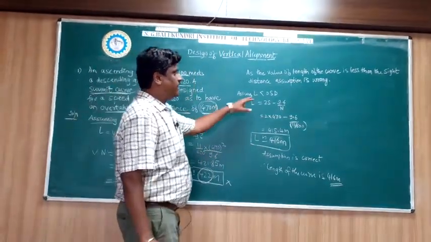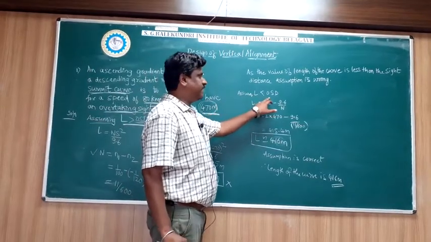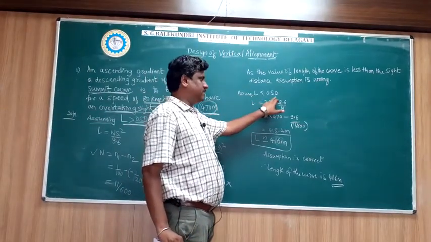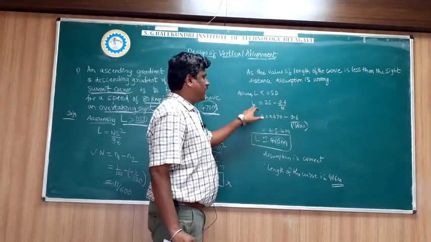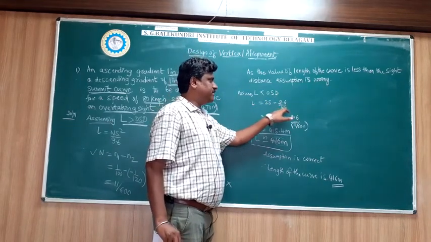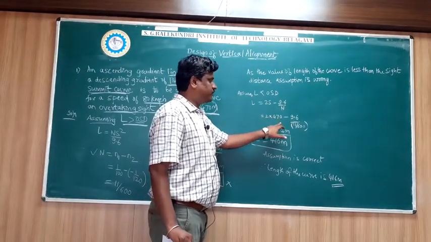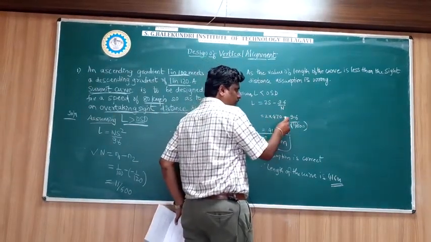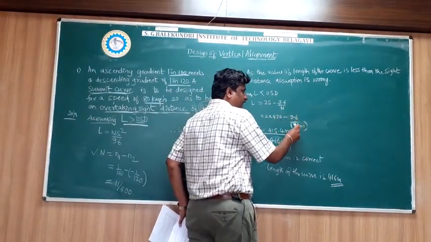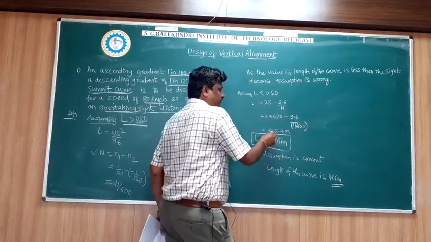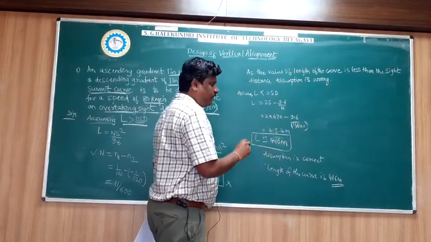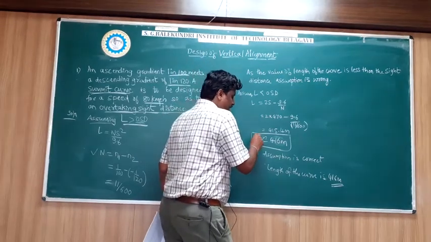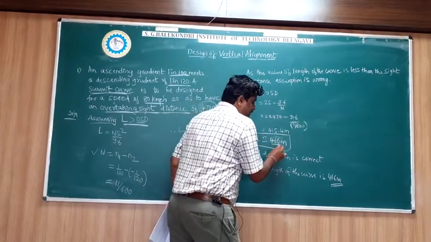I say here, length of the curve is less than the overtaking sight distance. I know the formula L equal to 2s minus 9.6 divided by n. I substitute in it. I will get the value 2 into 470, the s value, minus 9.6 divided by the deviation angle. Then if I simplify, I will be getting 415.4. Then my L value will be 416 meters.